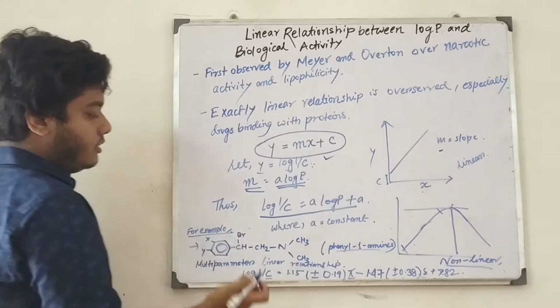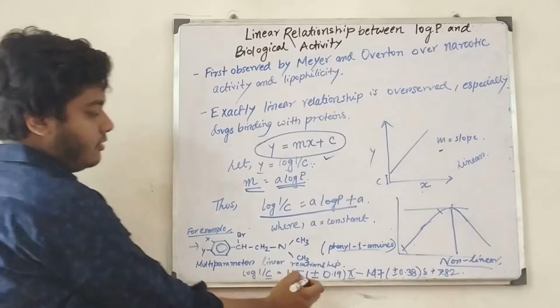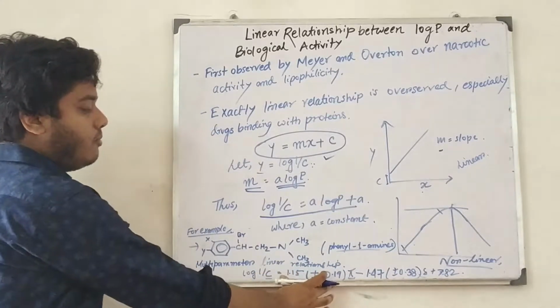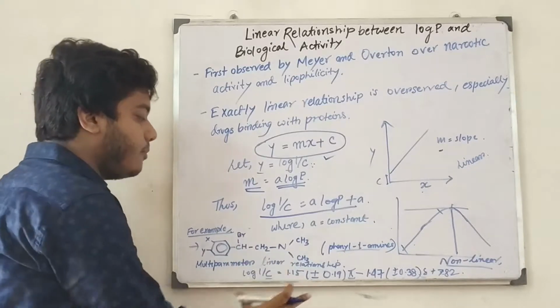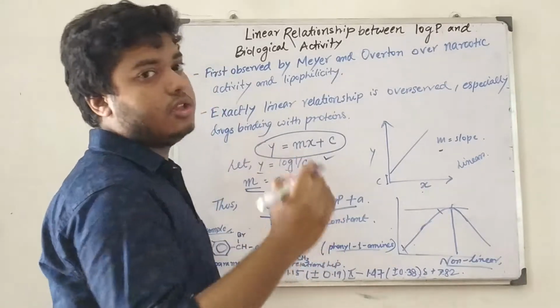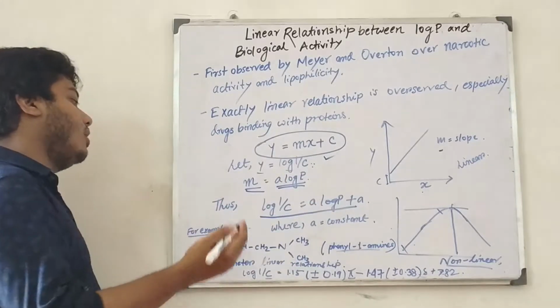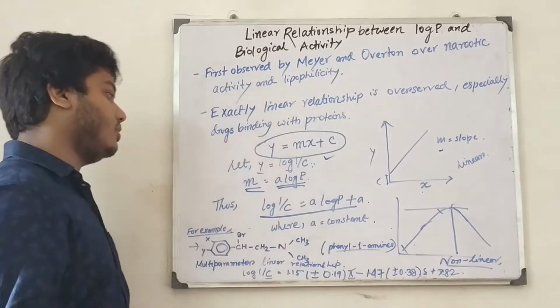Okay, so there are different values. We have written here 1.15 plus minus, that is the error value. All these values may differ for different compounds, but the thing is that it is a multi-parameter linear relationship, and the relationship between the concentration and the lipophilicity will give us a straight line. Okay, it will represent a straight line.